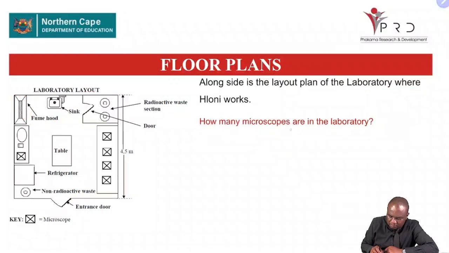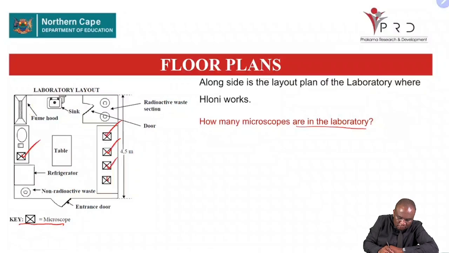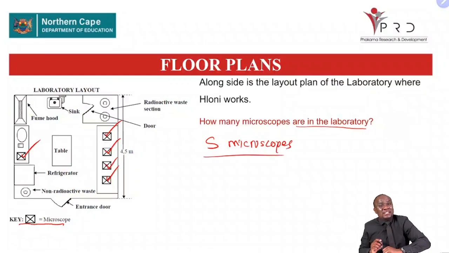How many microscopes are in the laboratory? How do we see microscopes here? Once you see such a diagram, it means that these items are represented by something. So these are the microscopes. Always check your key. So how many of these do we have? 1, 2, 3, 4, 5. So we have 5 microscopes. Always check your key. That's another thing you must remember when you're dealing with maps and plans.